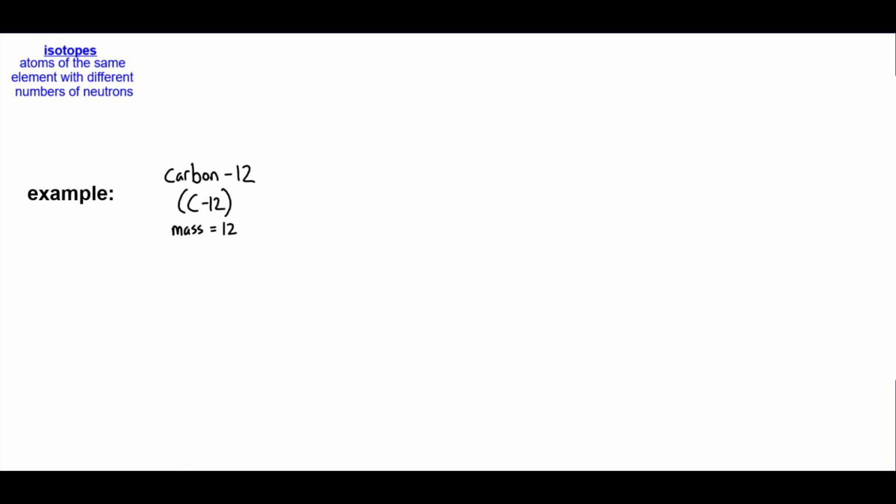Carbon-12 is also written as C-12, and we know from this number right here that its mass is equal to 12. Now there's another isotope of carbon, it's called carbon-13, and it has a mass of 13.